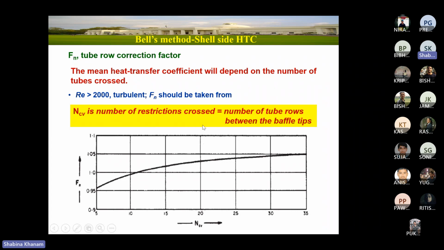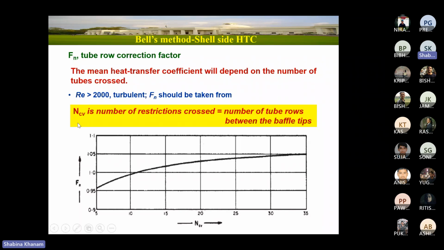Restrictions, how we can define restrictions in terms of tube rows. Okay, tube rows: how many tube rows are available between baffle tip to baffle tip. Cross flow zone: if we ask you what is the cross flow zone, in the last class we discussed that between two consecutive baffle tips, whatever zone is available where the tube and shell side flow are crossing each other, that zone we consider as cross flow, which falls between baffle tips.